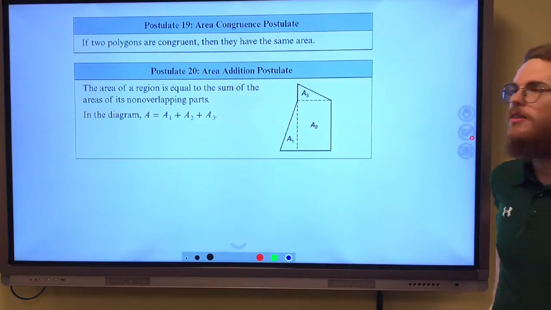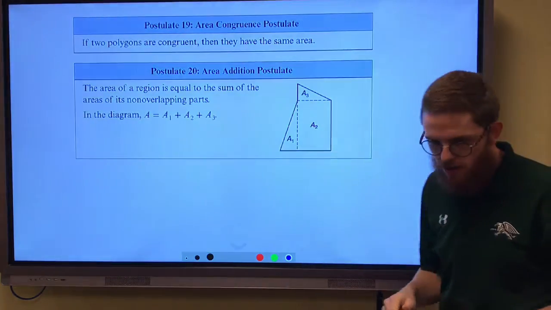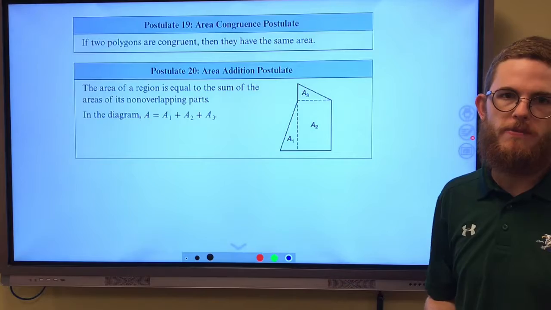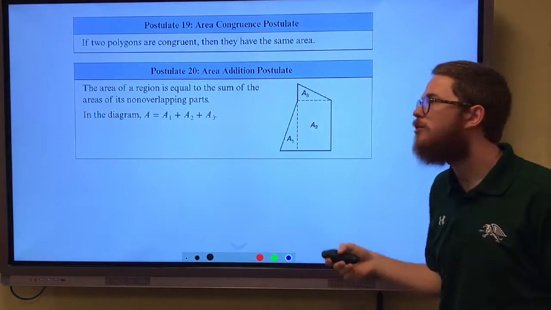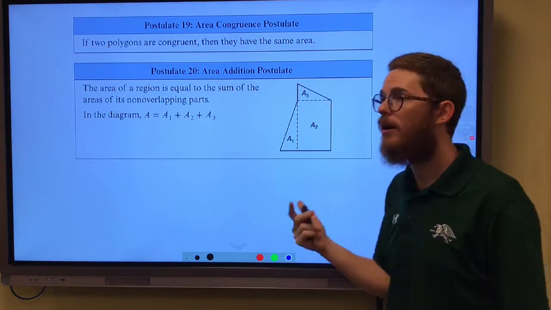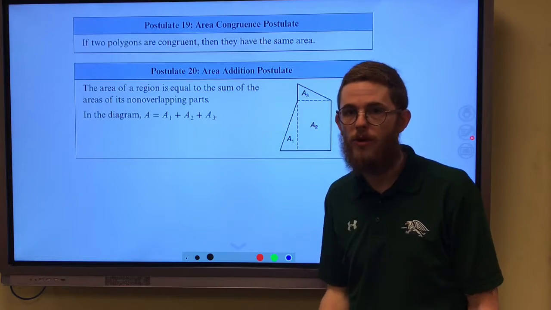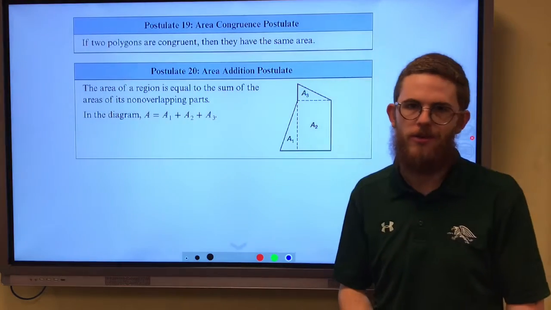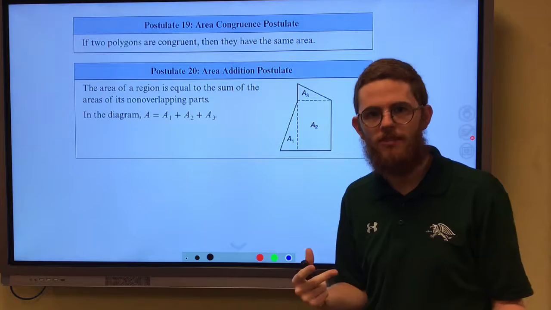All right, we have a few things that should make sense. First postulate up there says if any two polygons are congruent, then of course their areas are going to be congruent. And that should make sense to us.